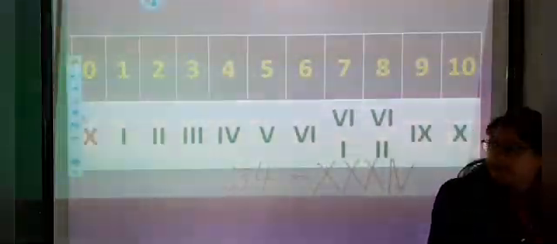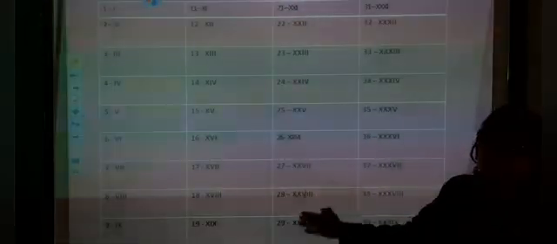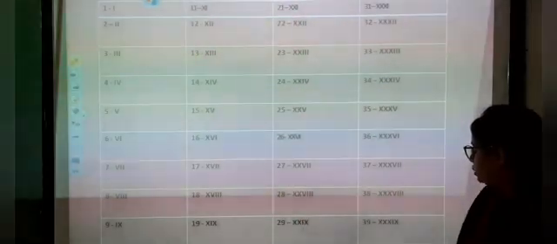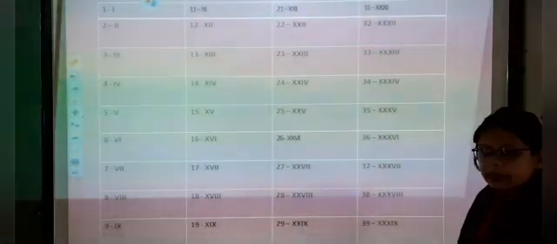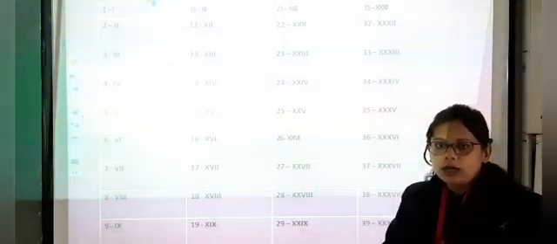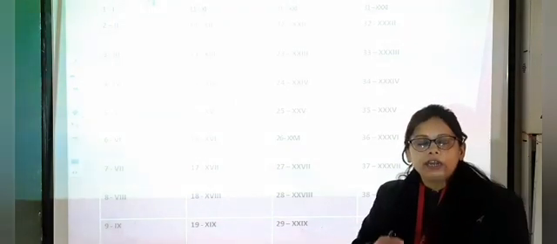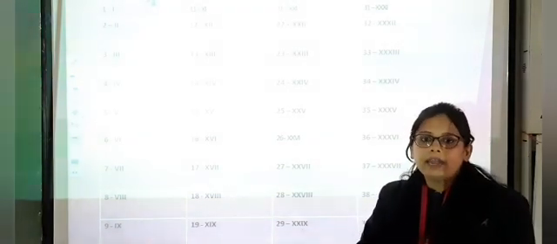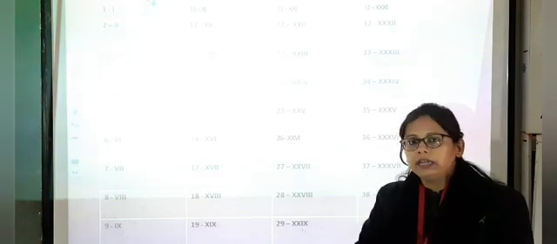So children, using these 3 symbols we can write the Roman numerals from 1 to 39. As you can see on the screen, these are the numerals from 1 to 39. But children, what about 40? Can you write 40 as X 4 times? No, that is wrong, because we cannot repeat any symbol more than 3 times. So we cannot write 40. That's why I have told you earlier that using numerals I, V and X, we can write the Roman numerals from 1 to 39 only.